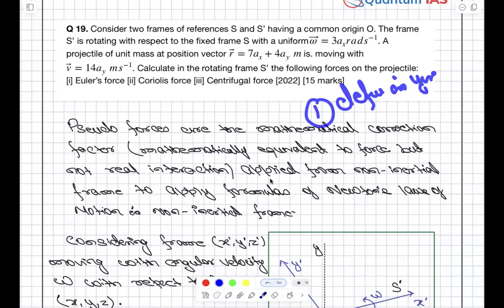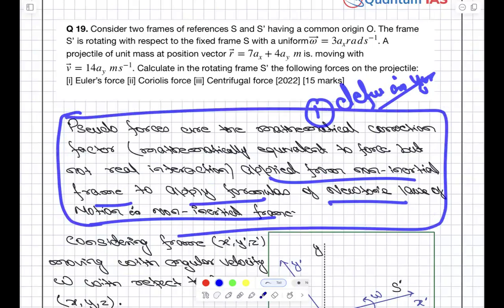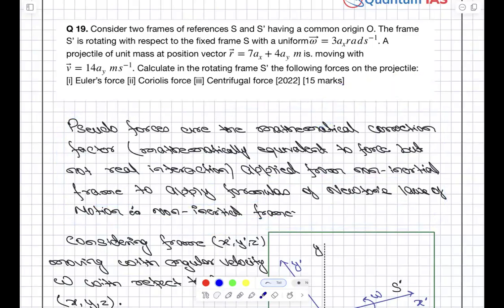Applied from non-inertial frame to apply formulas and principles of motion in non-inertial frame. Is the definition complete or not? It might take a few more words to write it. It may not look bookish or copy-paste, but is it complete or not? It's complete, yes or no? So try to make it like this one.